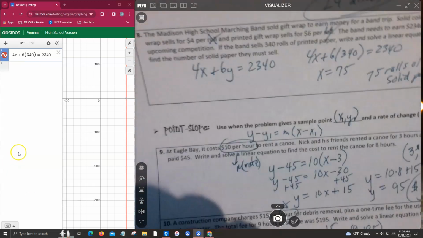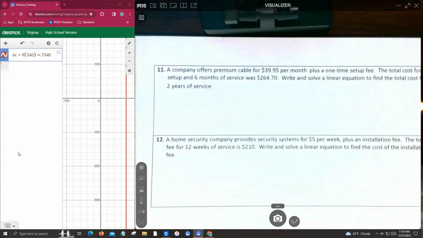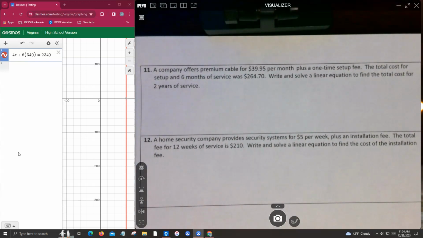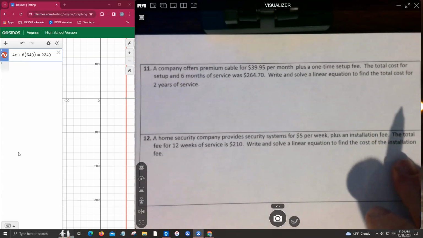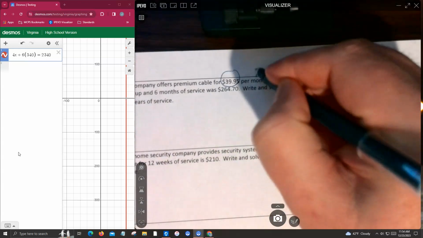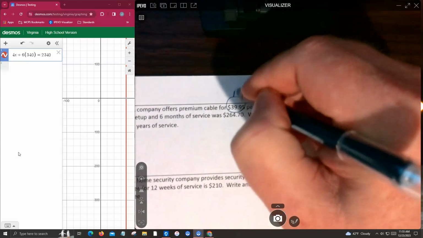All right, let's do one more. I mean, there's more, but we don't have to do them all. The company offers premium cable for $39.95 a month plus a setup fee. The total cost for the setup and 6 months of service was $264.70. Write it for 2 years of service. All right. So here my rate is $39.95, and here's x because it's per month. So that's my rate. So this is my m.